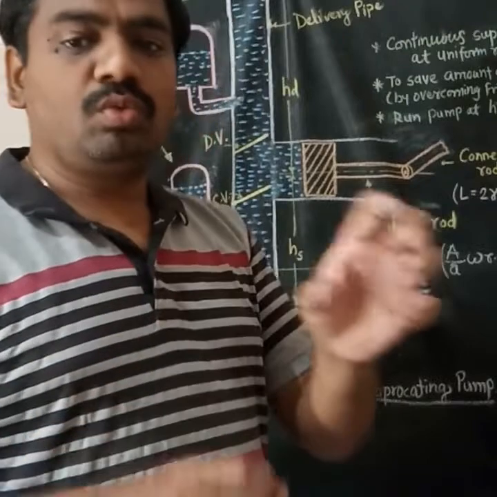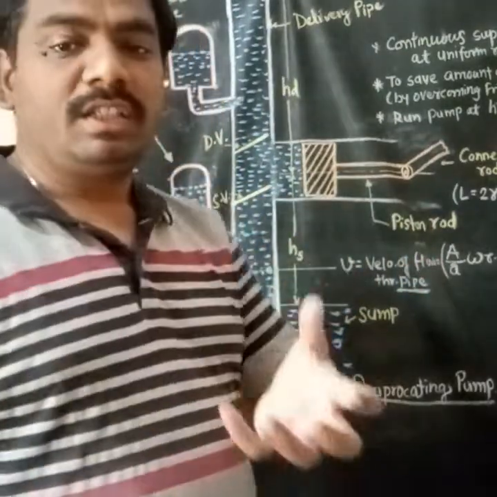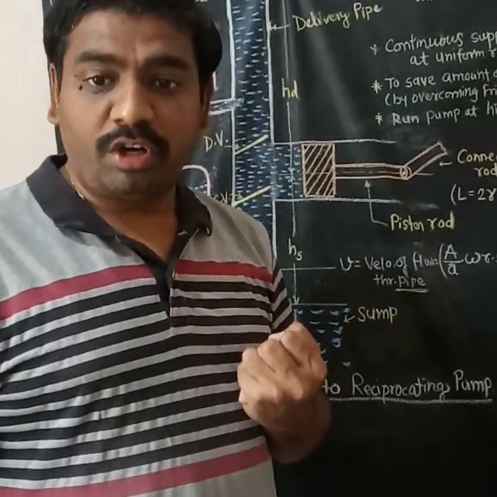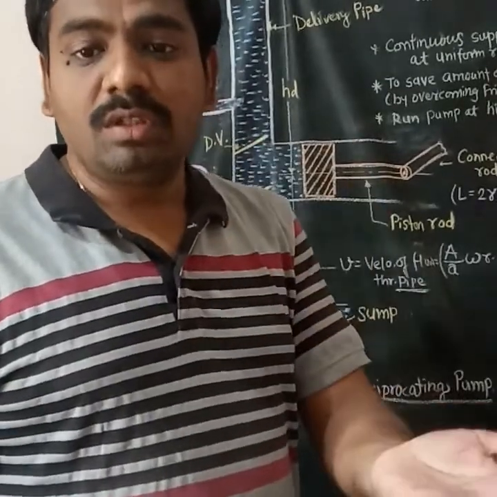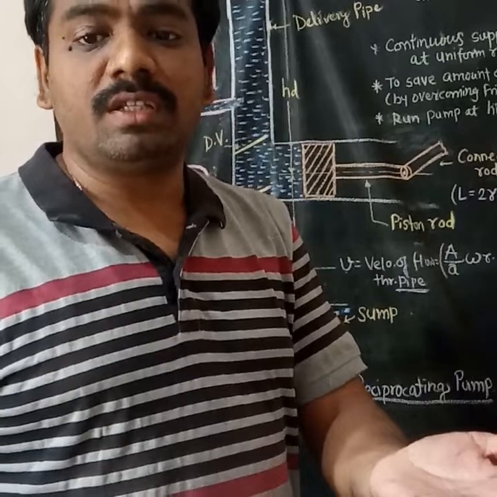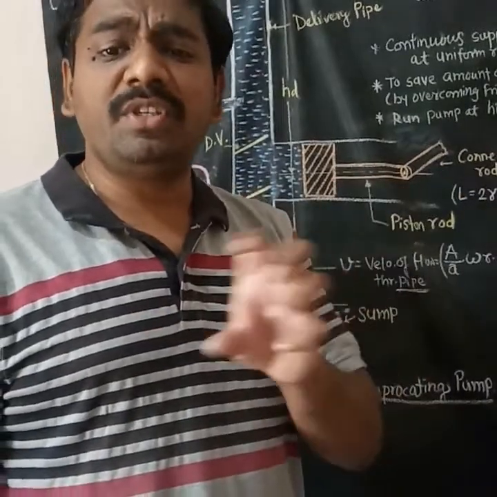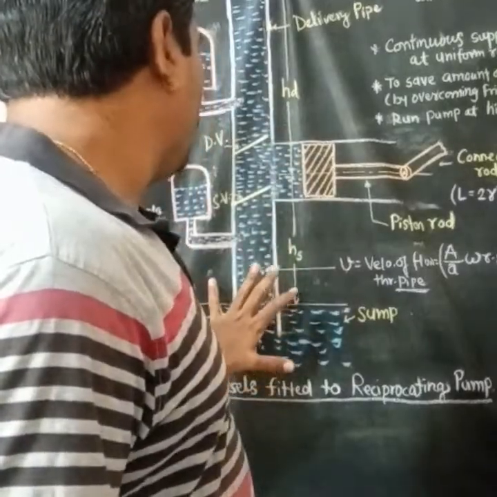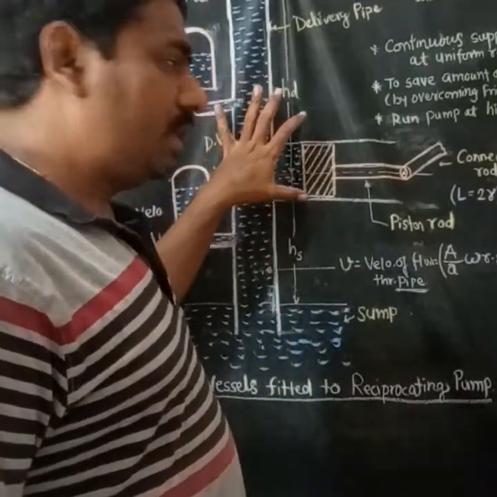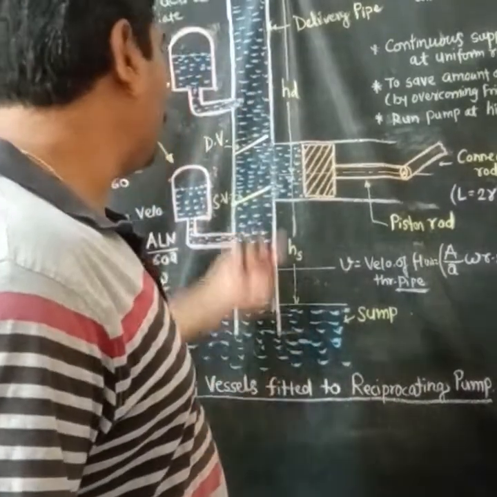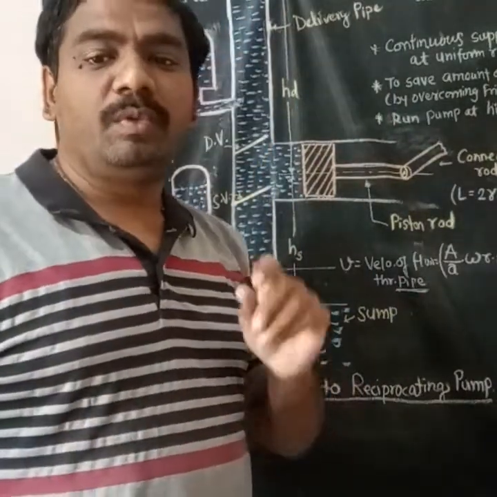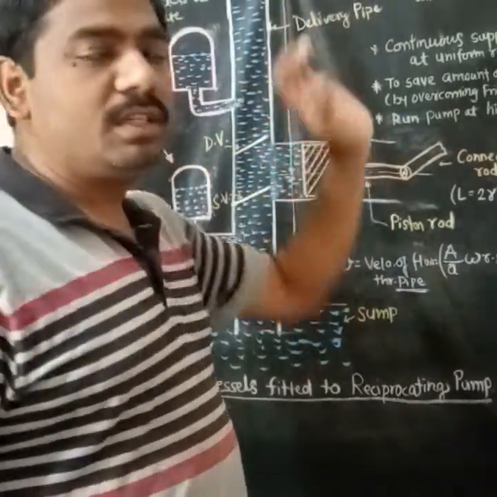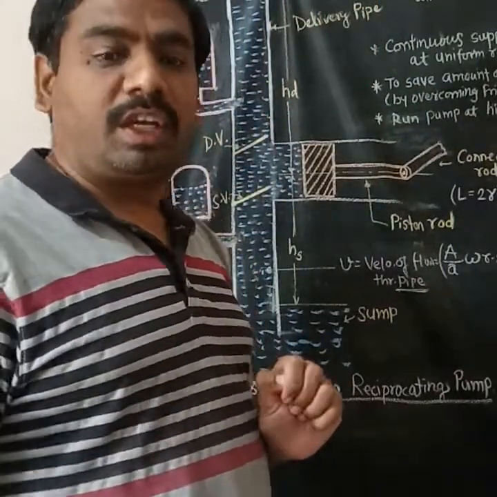So in this way the air vessel takes the excess water whenever it is not required, and then gives this water whenever it is required. That's why it is called the intermediate reservoir in the reciprocating pump. So in this way, at the delivery side we will observe the uniform flow. There is a continuous supply of water and a uniform flow of the fluid can be observed.